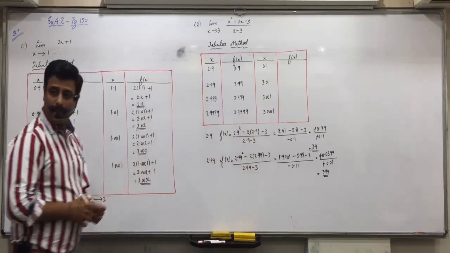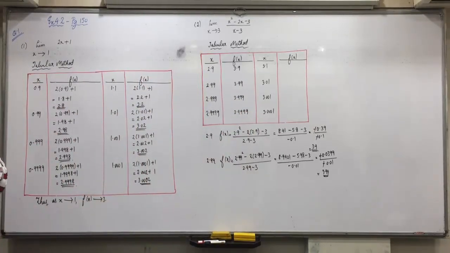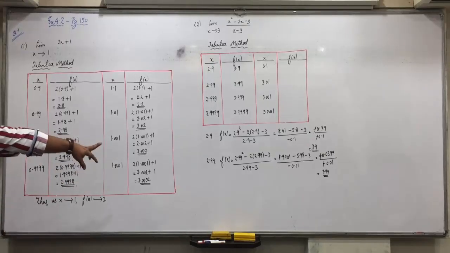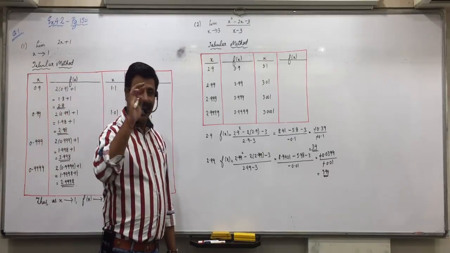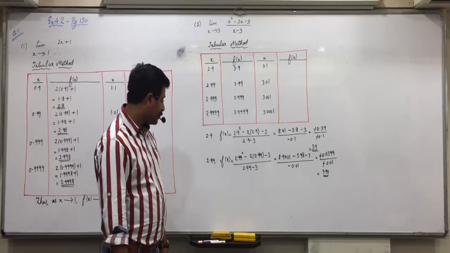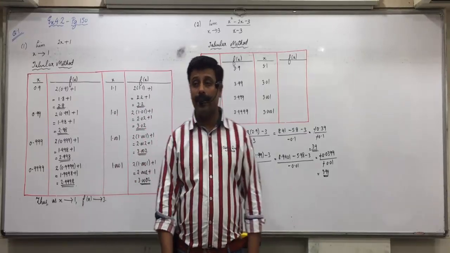3.9999. And if anyone is getting confused, you can count the remaining two also. There's no problem. But by the way, now, how would you do it in the calculator? So listen to that. Anyone still writing?